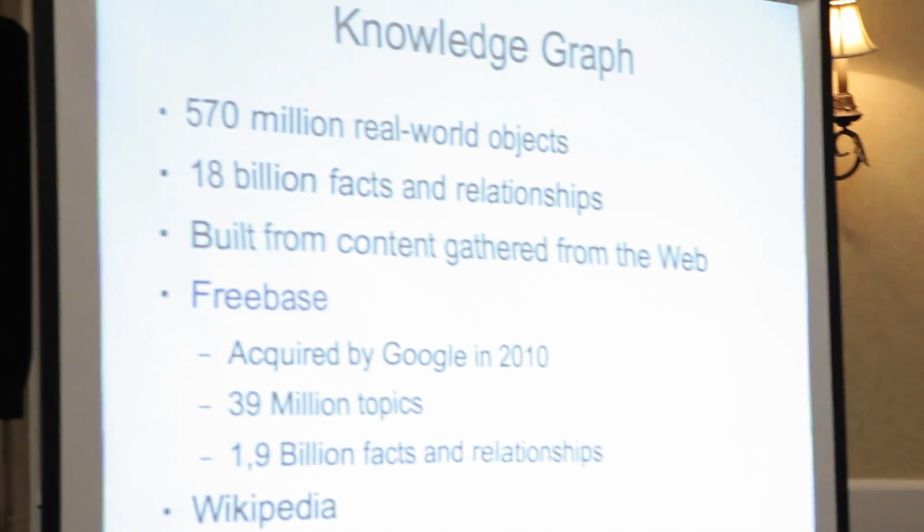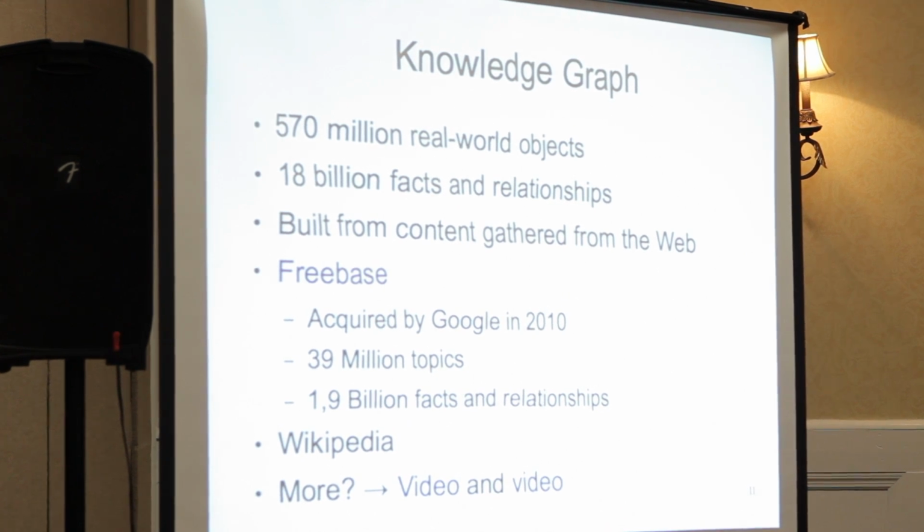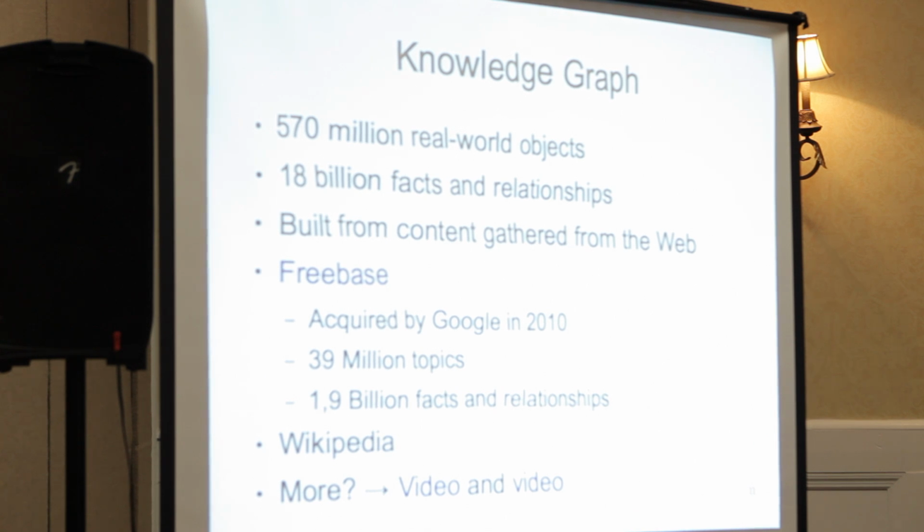And Google has been working on this for a long time, since at least 2010, when they acquired Freebase, which was a startup at the time that was gathering facts about the world. And that was exactly what Google wanted to do, so they acquired it. So they have 39 million topics, more than 2 billion now facts and relationships about all the entities in the world.